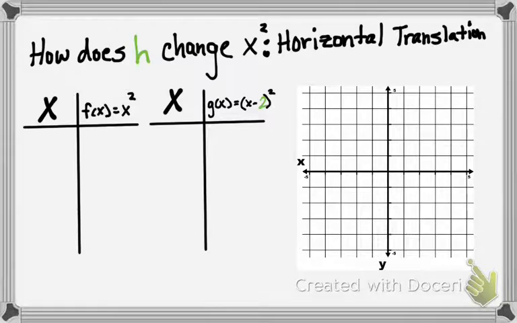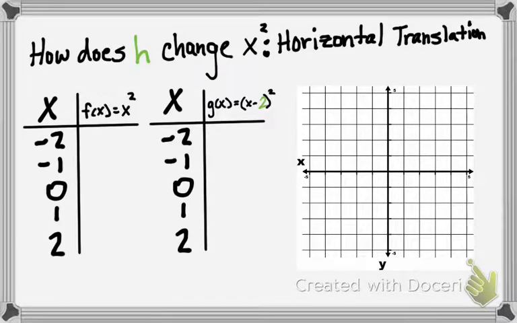So, first off, we'll look at how h changes x squared. We're going to have a horizontal translation here. Now, we're going to look at these two graphs. On the left, I have f of x is equal to x squared, and on the right, I have g of x is equal to (x minus 2) squared. We've already discussed the parent function x squared before. We know if we plug in negative 2, we get 4, negative 1 gives us 1, 0 gives us 0, 1 gives us 1, and 2 gives us 4.